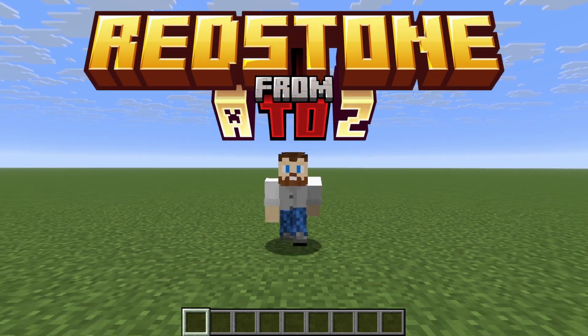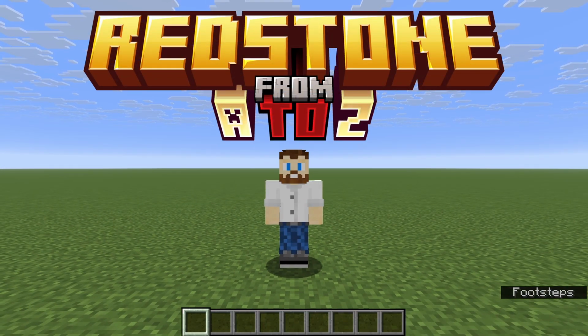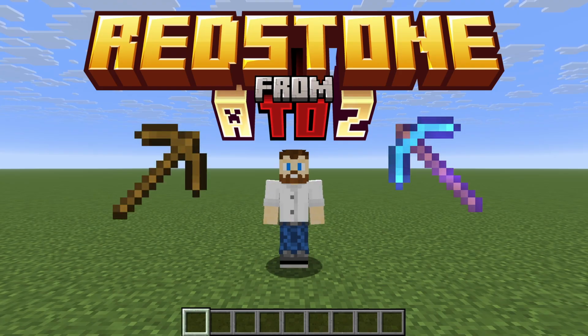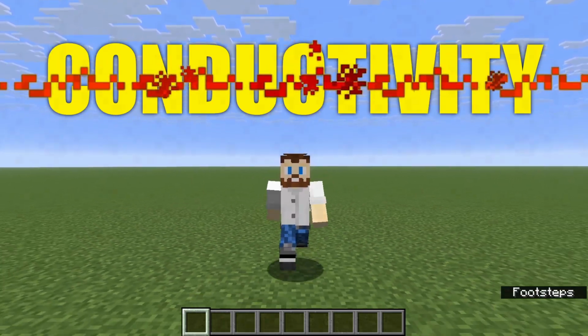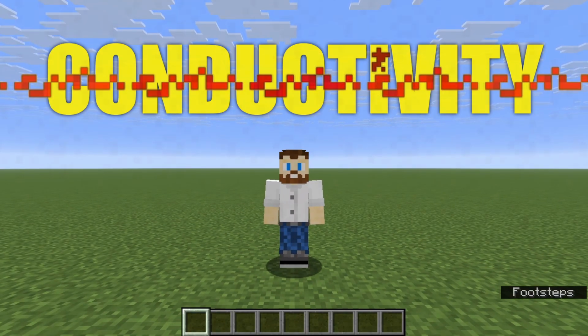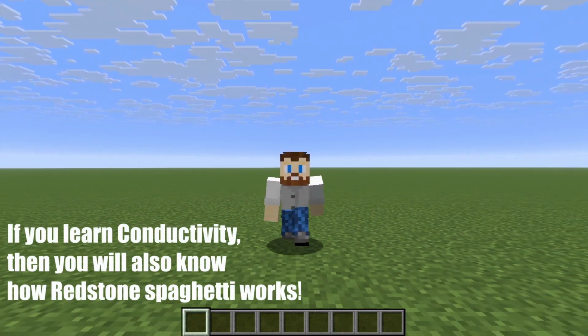Welcome to the Redstone from A to Z series, where I explain everything about Redstone comprehensively for both beginners and advanced users. In this episode we go through the conductivity, which is a very important part of Redstone constructions. Understanding conductivity determines the understanding of the work of the Redstone.